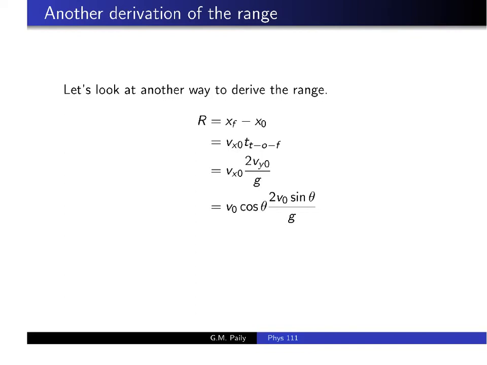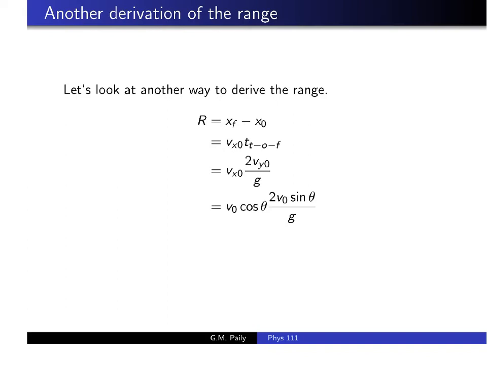Going back to this expression, we notice that the range depends on both Vx naught and Vy naught. So, unlike the height, which only depends on Vy naught, the range depends on both the horizontal and the vertical component of the launch velocity. Now we see why 45 degrees gives us the greatest range.